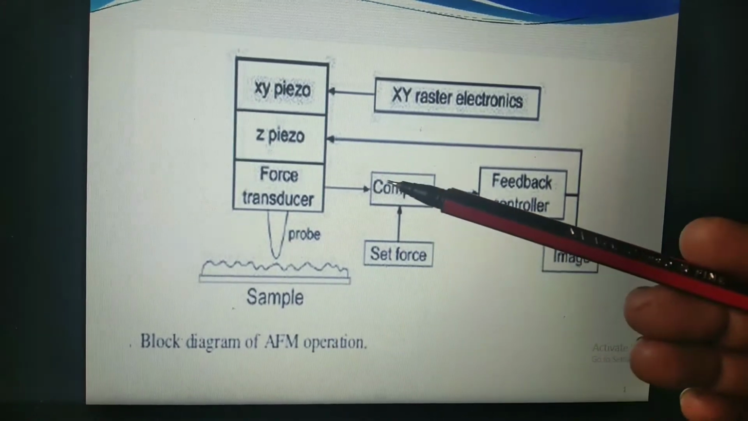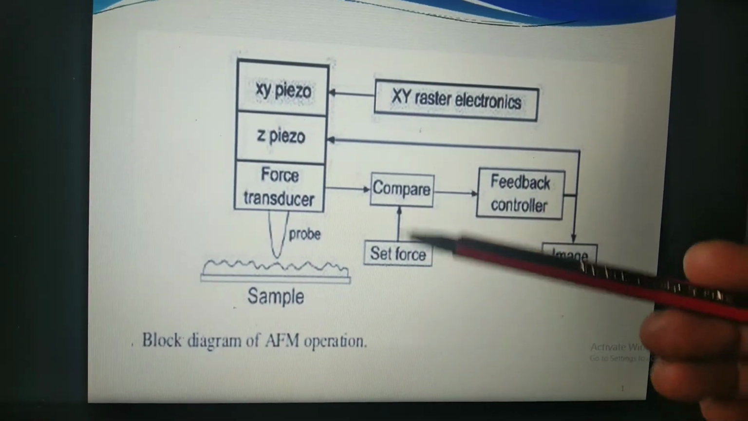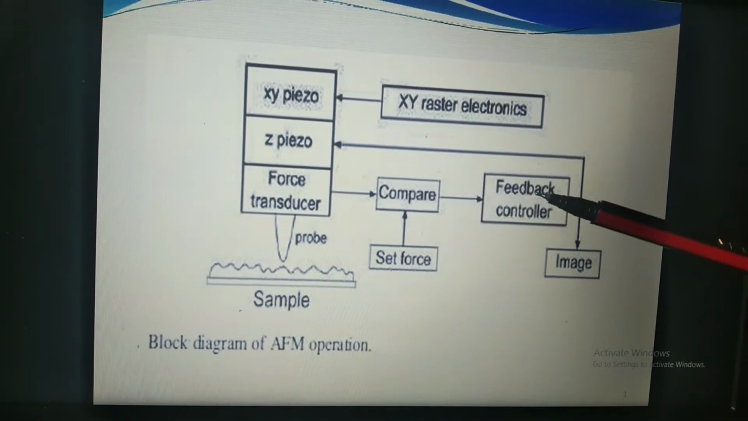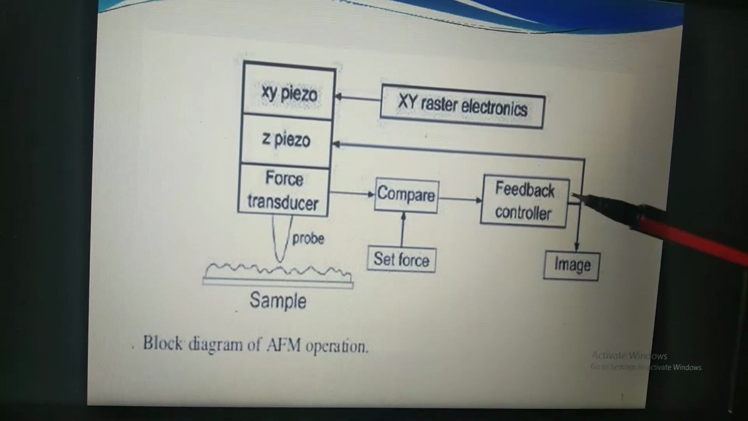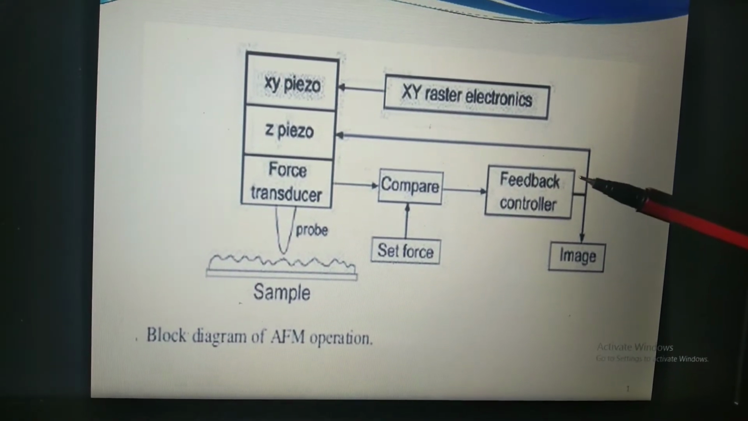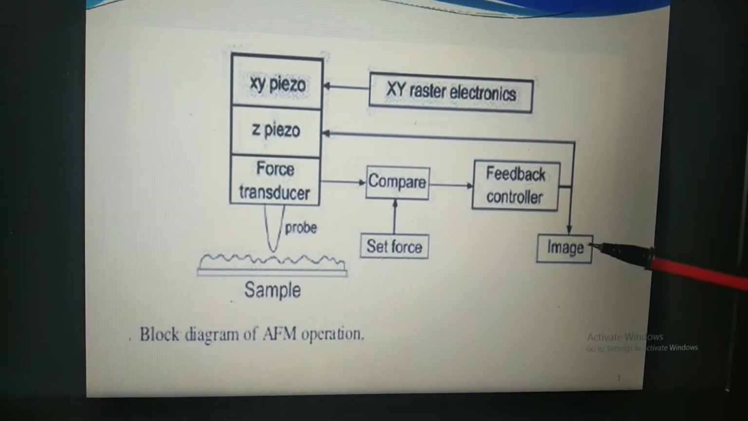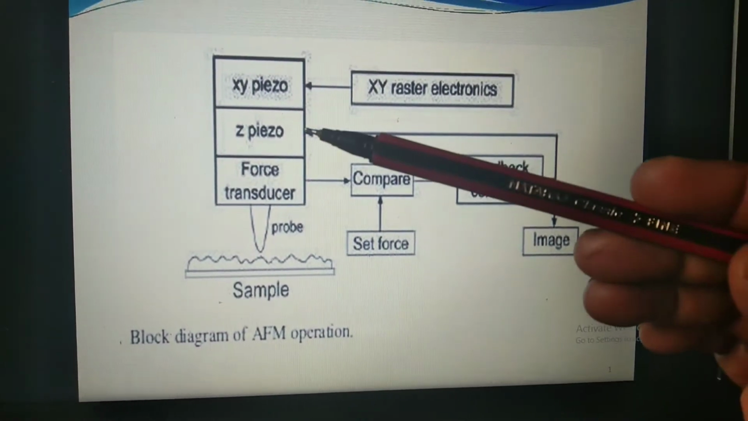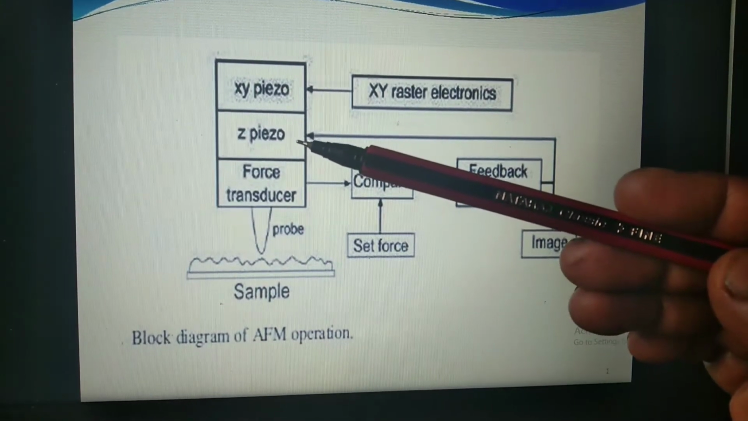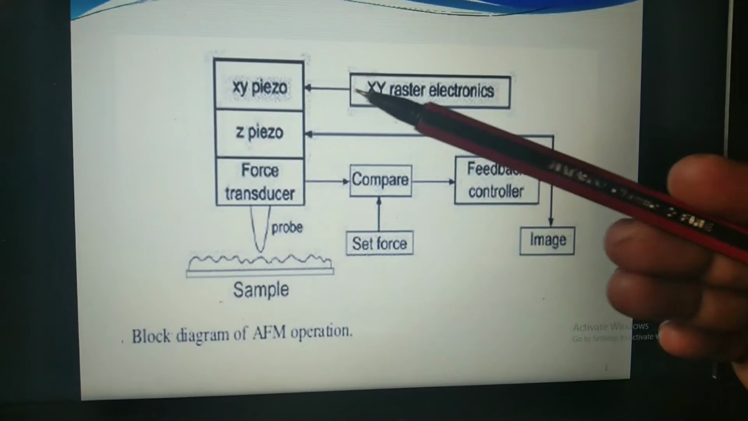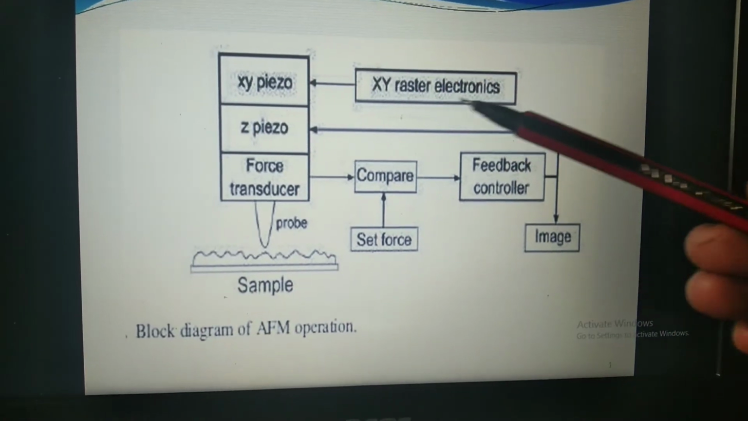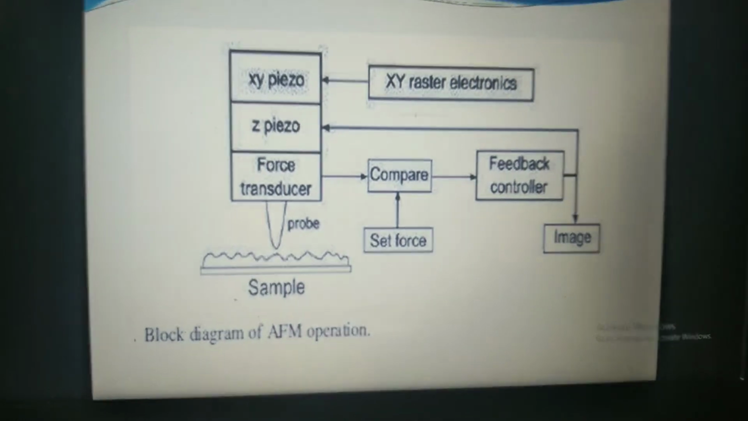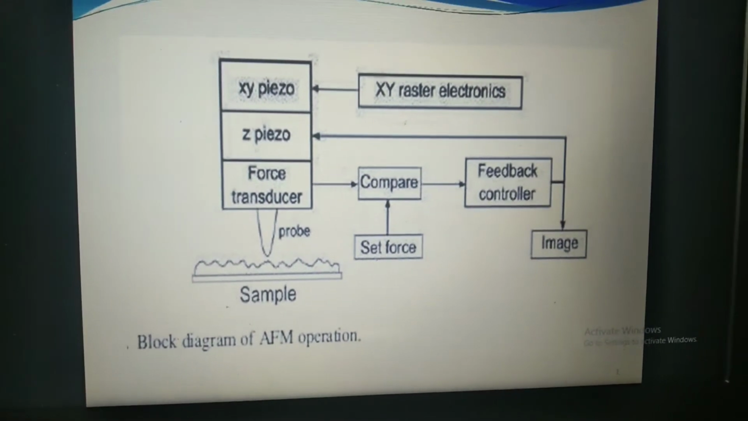There will be a comparative force given by the set force, and that comparative force will go further to the feedback controller. This feedback controller will send the image to the image display part, and this image display part will have the sensed image from the Z piezo, and there will be an electronic setting for the XY raster also. So how it takes place we can study in detail further in an easy way.